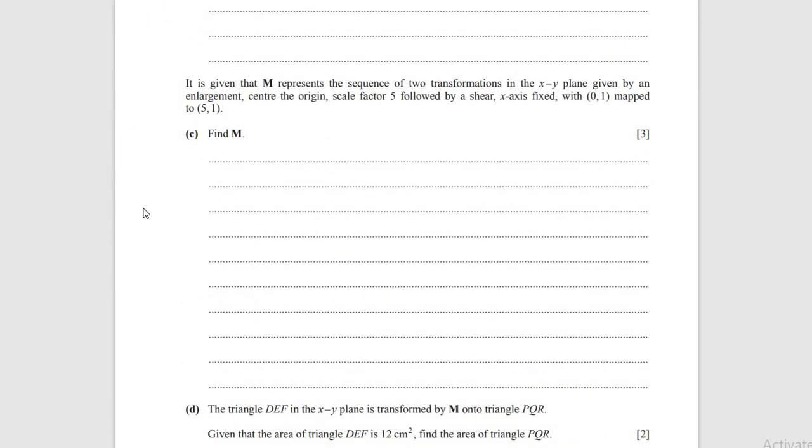And the next question: it is given that M represents the sequence of two transformations of the xy plane, given by an enlargement, center the origin, by scale factor 5. Okay, the general formula for enlargement is [k, 0; 0, k]. So in this case, the scale factor is 5. The enlargement will be [5, 0; 0, 5].